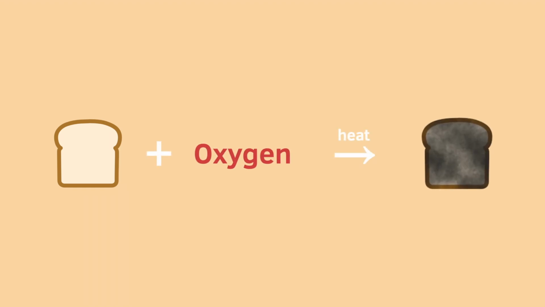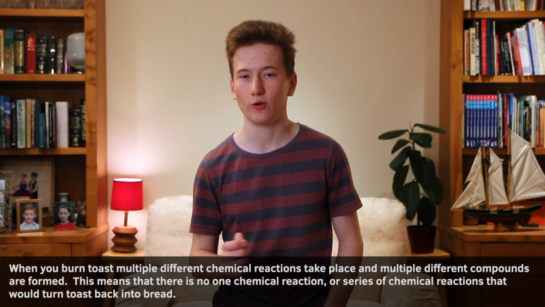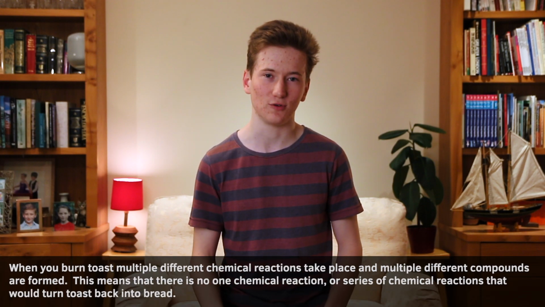What's actually gone on there is your toast has combined with oxygen, meaning that you get that black layer on the top of the toast. So that has been chemically combined. We can only split compounds with chemical reactions. So you can't take your burnt toast and turn it back into toast.